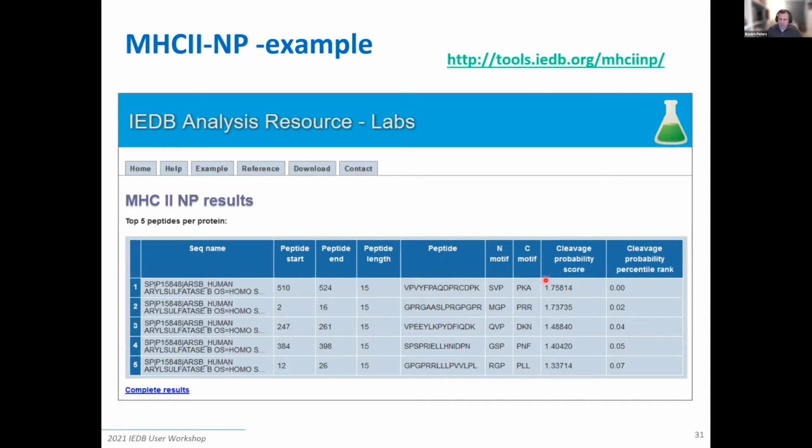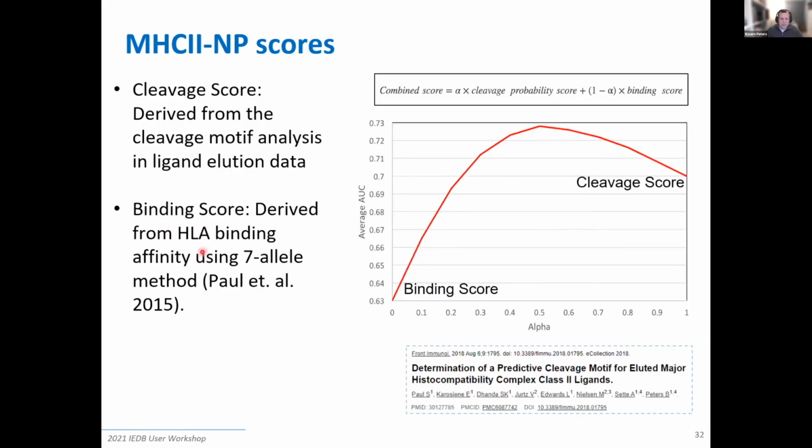So we could generate cleavage probability scores here that then say these are actually the peptides that are most likely to be liberated just based on cleavage from the protein. Here is just the top 5. You can also get the complete results. And when we use this to predict the eluted ligands from MHC class 2 molecules naturally occurring in cells, we do actually have a pretty good performance of around 0.7 using just this cleavage score, which doesn't take into account the specific binding motif of an allele at all.